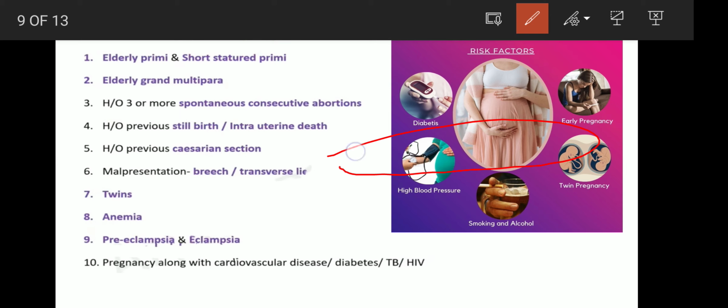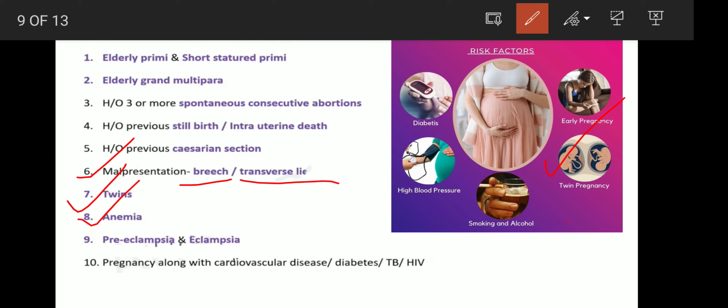If the lie is transverse, if the baby is lying transversely in the abdomen, the head is not facing, neither are the buttocks facing, then it is a high risk case. Malpresentation, breech and transverse lie. Twins. Twin pregnancies are risk pregnancies. Anemia in the mother. Preeclampsia and eclampsia.